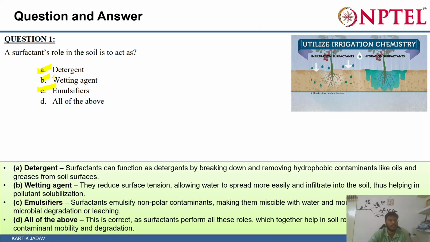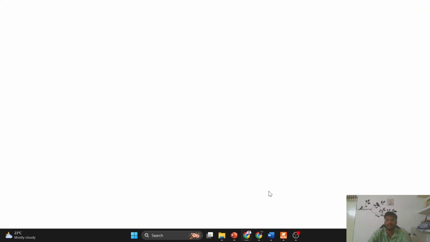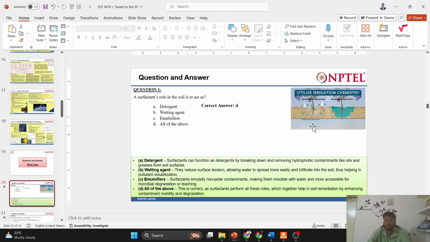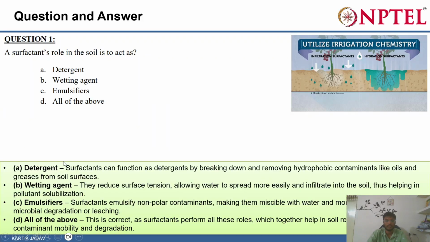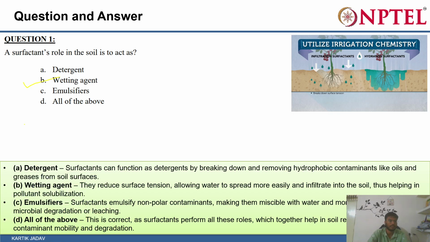So we know that surfactants act as a detergent, wetting agent, and emulsifier due to their hydrophobic and hydrophilic nature. Hydrophilic means they attract water, and hydrophobic means they attract organic compounds. So the correct answer is option D, all of the above.